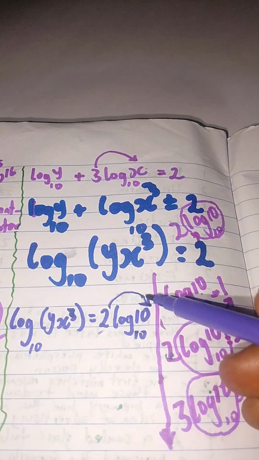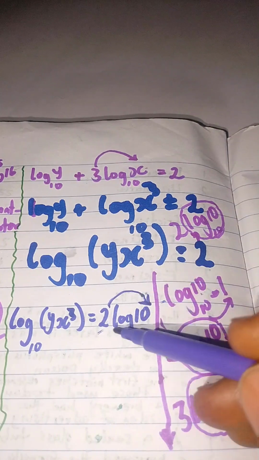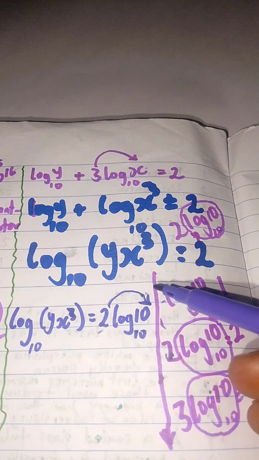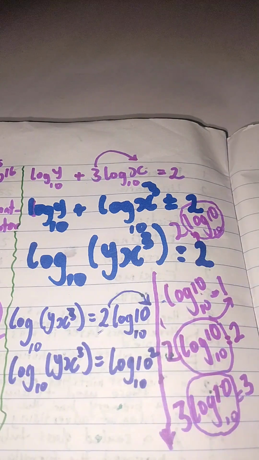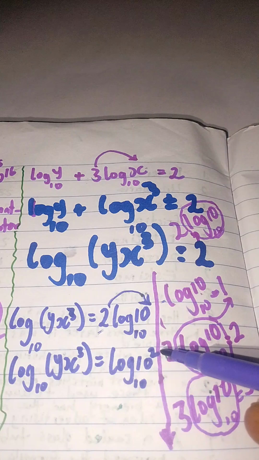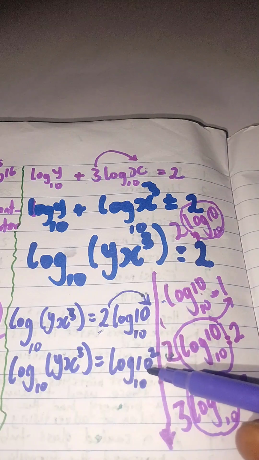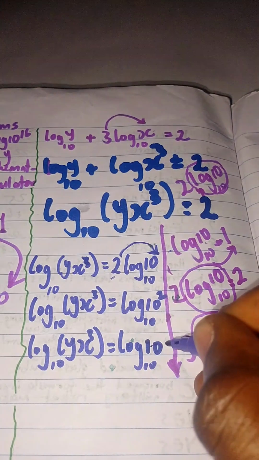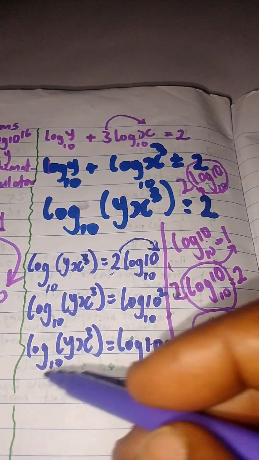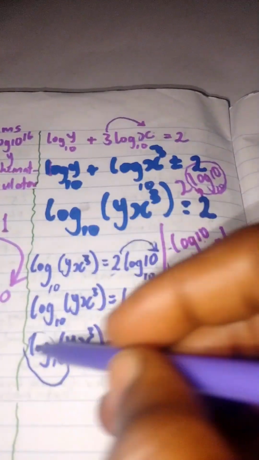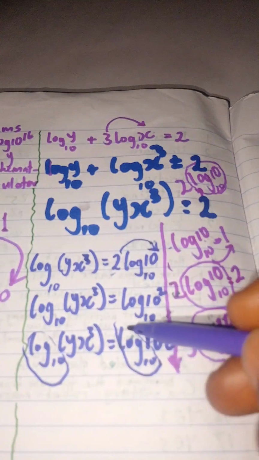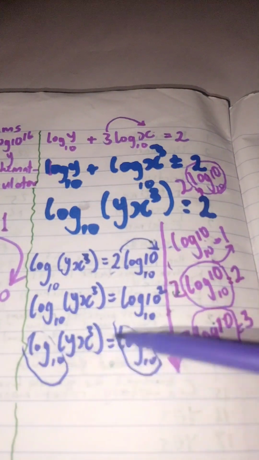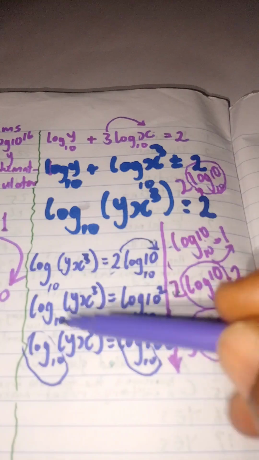This 2 can come here. It becomes log 10 raised to the power 2 to base 10. It's the same thing. Considering the fact that this is 10 square, you can write it as 100. But notice that these are the same thing. So if I tell you that log of this to the base 10 is the same thing as log of this to the base 10, that means this is equals to this.